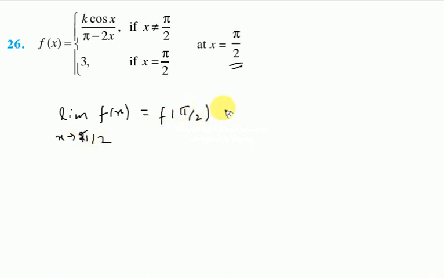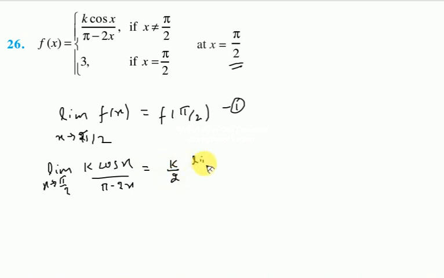In the scheme of evaluation, this carries 1 mark. So what will be the limit of f of x as x tends to pi by 2? Limit of k cos x divided by pi minus 2x as x tends to pi by 2. This is 0 by 0 form. Therefore, to avoid that 0 by 0 form, I will take k by 2 outside. Then it will be limit of x tends to pi by 2.